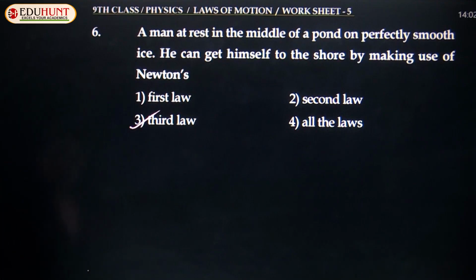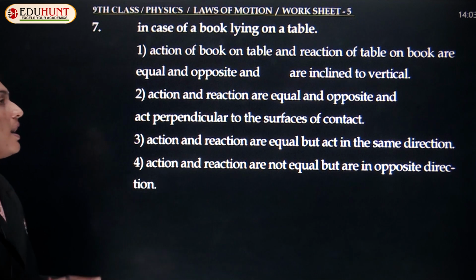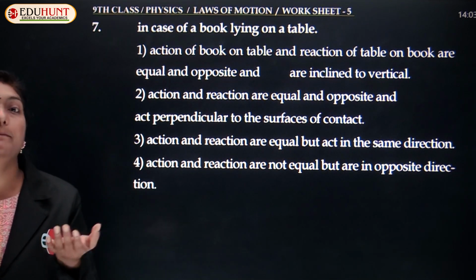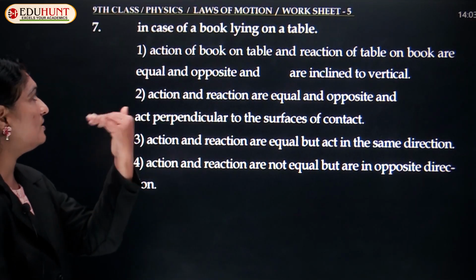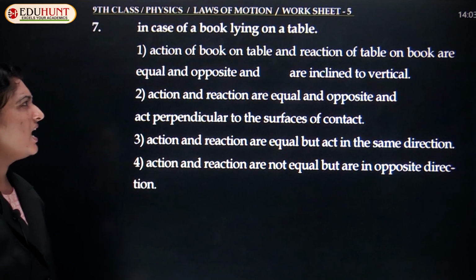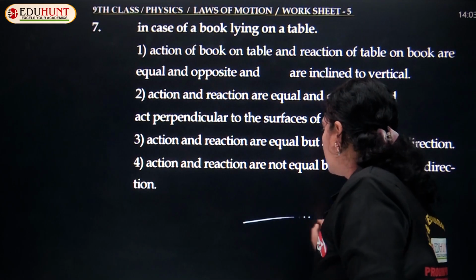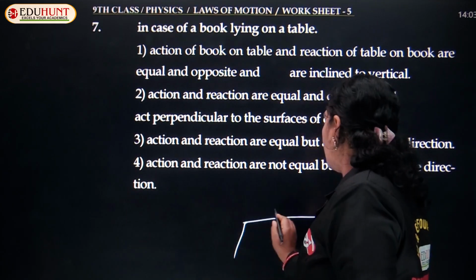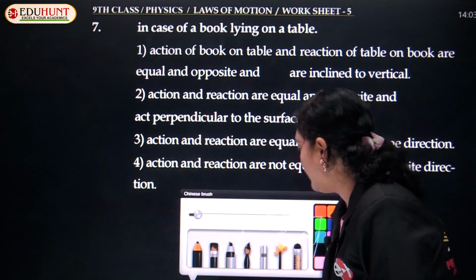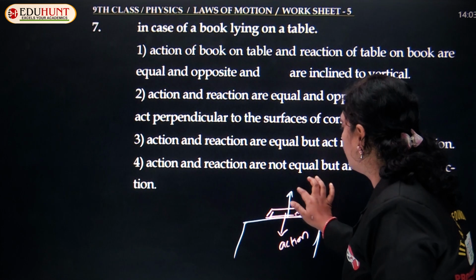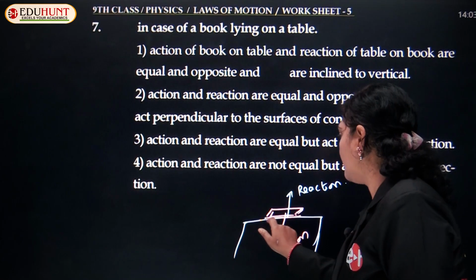Clear, children? So let us move with the next question, the 7th one. In the case of a book lying on a table, the action of the book on the table and the reaction of the table on the book are equal and opposite and are inclined to the vertical. So how are they? The book is lying on the table. The table exerts a reaction on this book. Here is your surface.